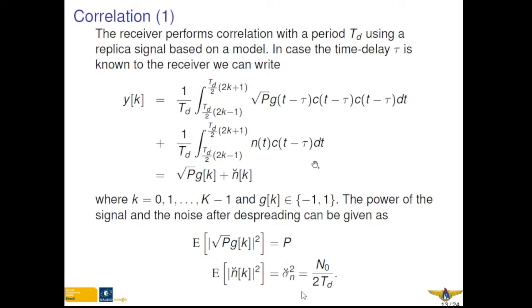We assume here, or in the signal in general, that this data bit, or this navigation data signal, does not change within one period of the PR sequence. So it's constant over TD. That's why at the output at each time instant k, we have values of only -1 and 1. And the power of the signal and the noise after the spreading can be given as the expectation of G of k, which is P, and the expectation of the noise can be given as N0 over 2TD.